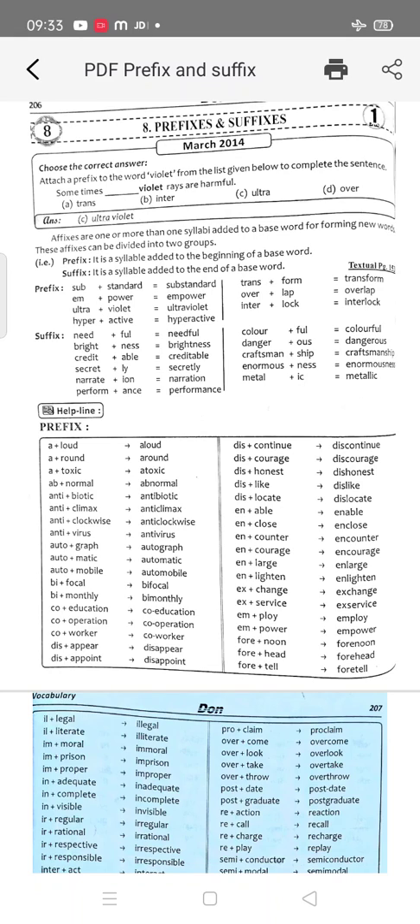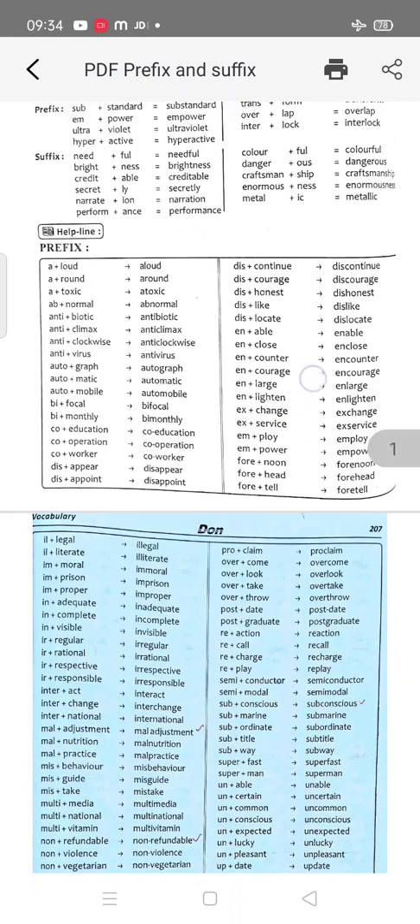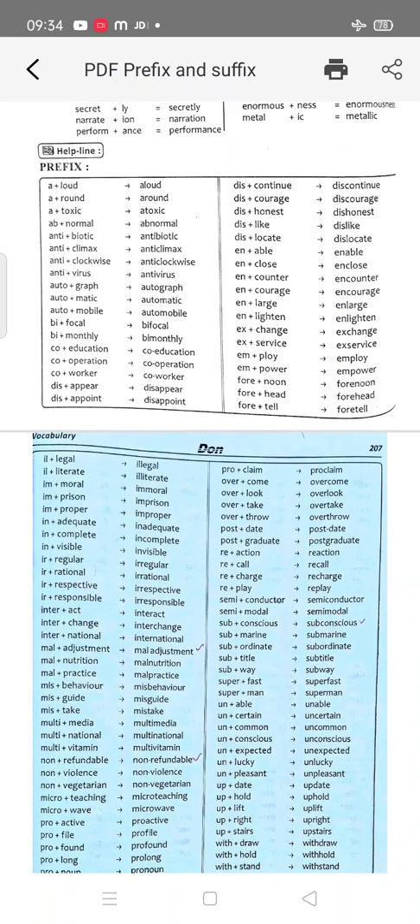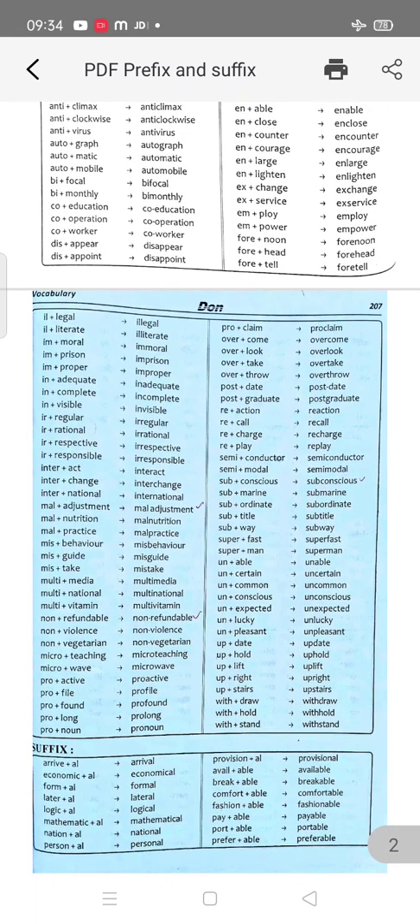Regular, irregular. If you add ir to the root word, it will become irregular. At the same time, it gives the negative. Regular's opposite is irregular. And when you come to the prefix ir: rational, irrational; respective, irrespective.